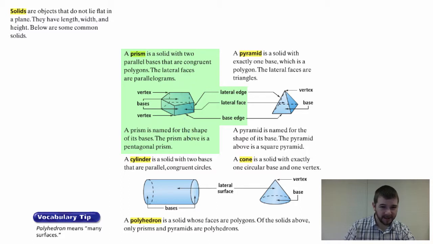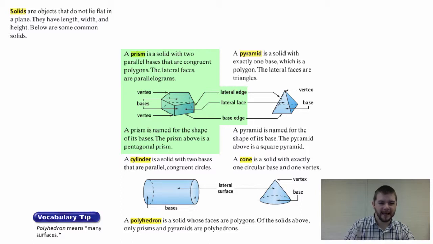We have another vertex labeled. We have edges, at least the base edge, labeled. So edges would be those line segments that go around a lateral face or a base. And then we do have the lateral faces and lateral edges marked. We might call those sides. If we were referring to a box with this shape, we'd probably call those the sides of the box, whereas the bases would be the top and the bottom of the box.